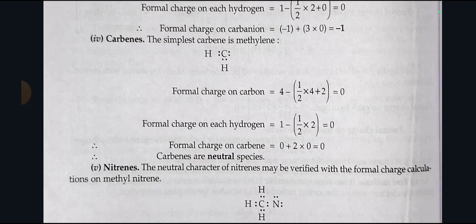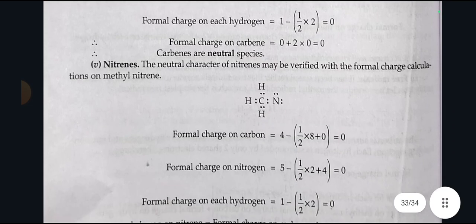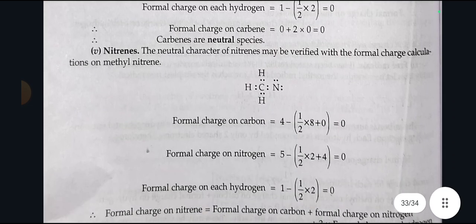Fourth, carbenes. The simplest carbene is methylene, CH2. The formal charge on carbon is equal to 4 minus 1/2 × 4 plus 2, which is 0. Formal charge on each hydrogen is equal to 1 minus 1/2 × 2, which is 0. Formal charge on the carbene is 0 plus 2 × 0, which is 0. Carbenes are neutral species.